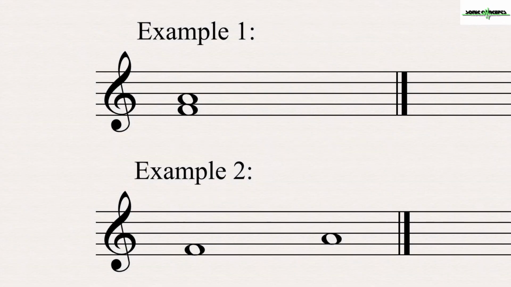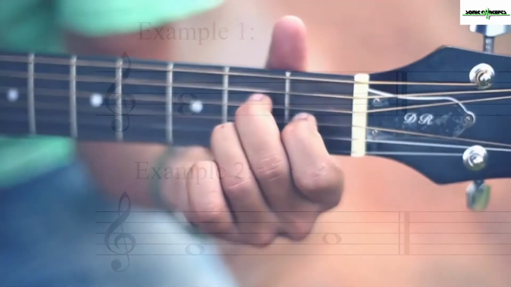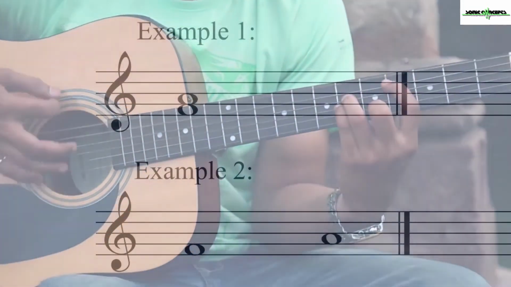The notes of an interval can be played at the same time or one after the other, depending on how it is written. Take a look at these examples. Notice the notes in example 1 are stacked on top of one another. This means they are to be played together at the same time. This is like a chord which will be discussed in a later episode.